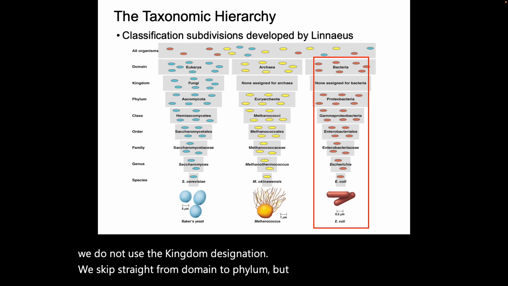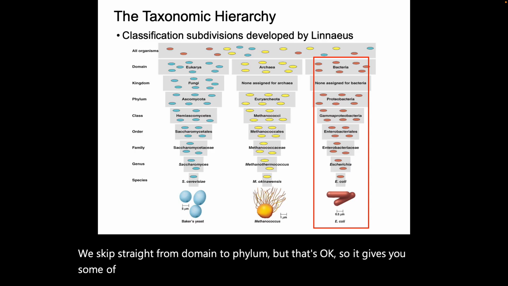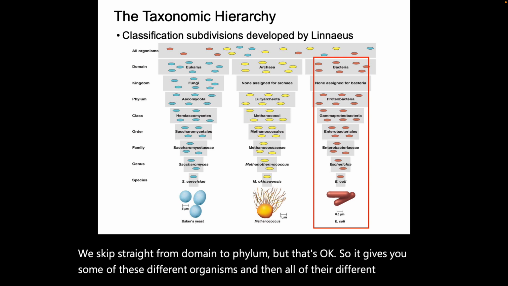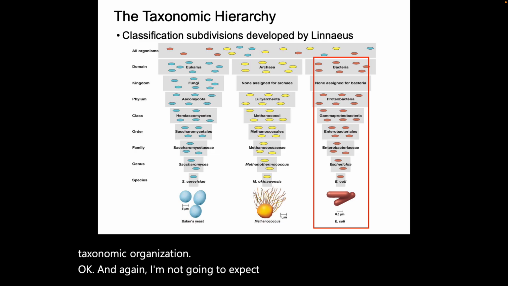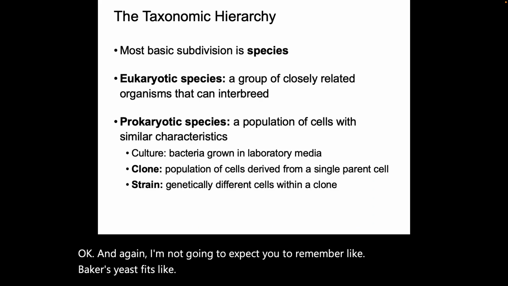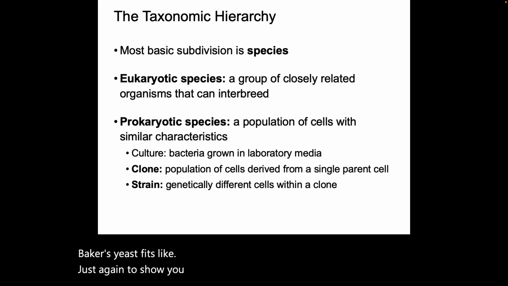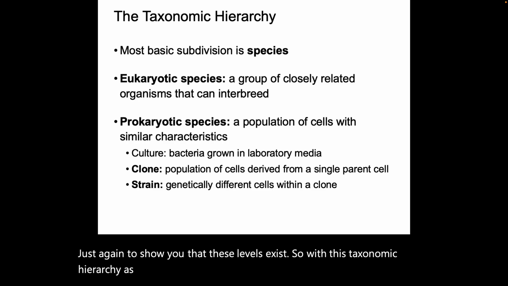So it gives you some of these different organisms and then all of their different levels of taxonomic organization. Okay. And again, I'm not going to expect you to remember, like, oh, baker's yeast fits. Like, come on. Just again to show you that these levels exist. So with this taxonomic hierarchy, as I'm sure you know, the species is the most basic unit.